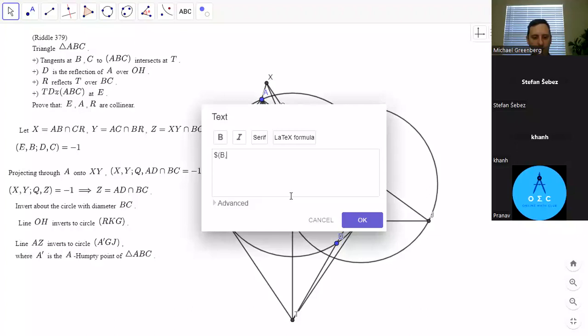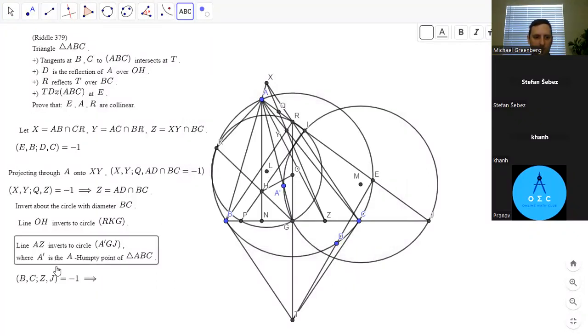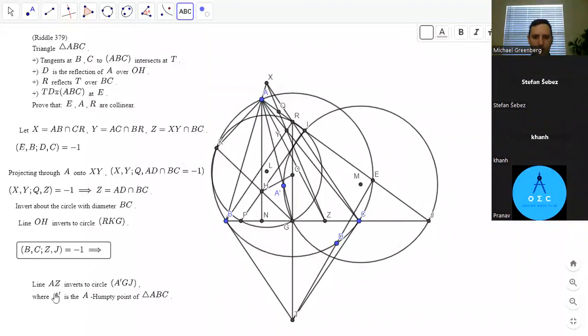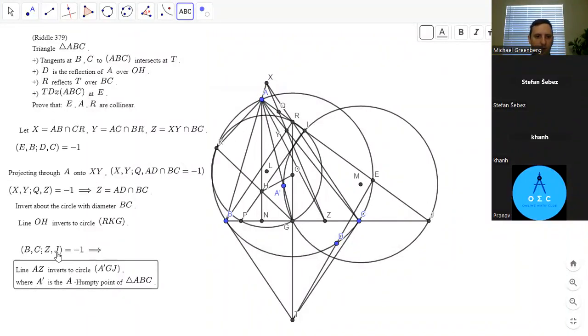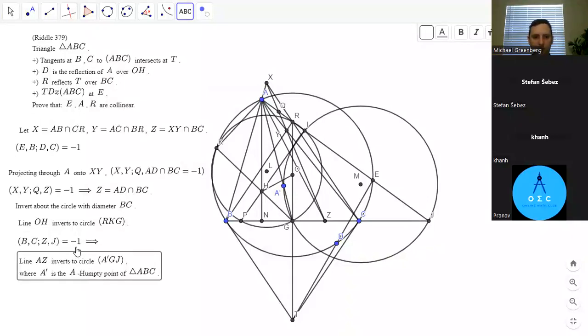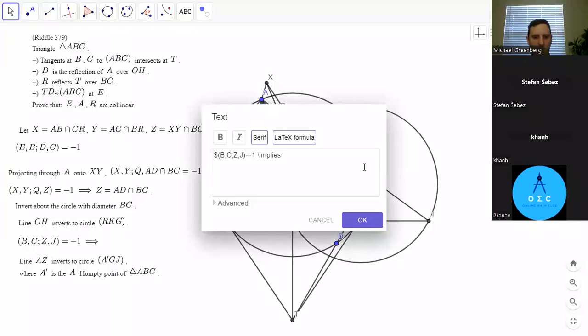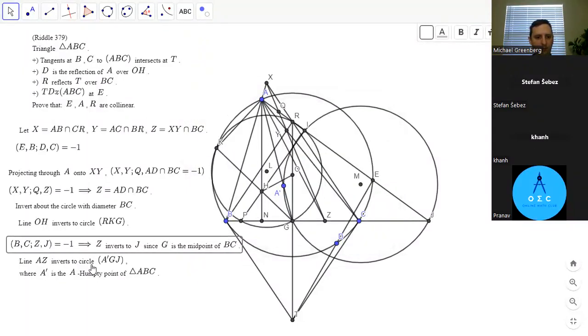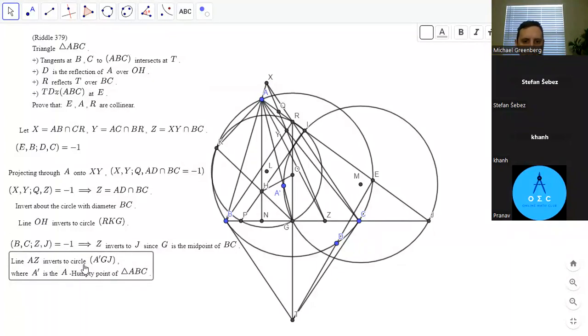All right, I like this. That implies Z inverts to J, since G is the midpoint of BC. Okay. And once we know that, then we want to show these two circles are orthogonal.